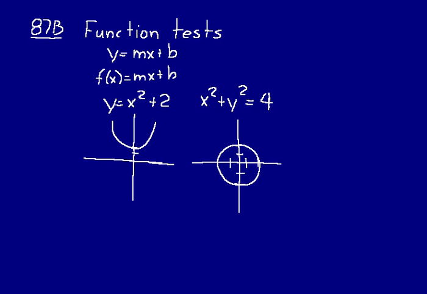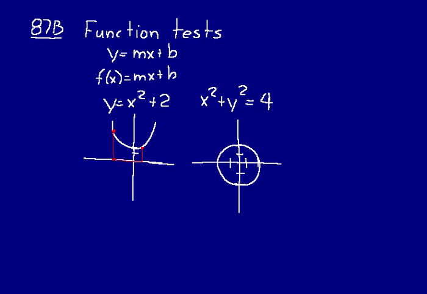Y equals x squared plus 2, that's a function, because remember, to be defined as a function, every x value has one and only one y value. So no matter where we go on the x-axis and then up to a point on that parabola or that function, we will just get one and only one value for every x value.